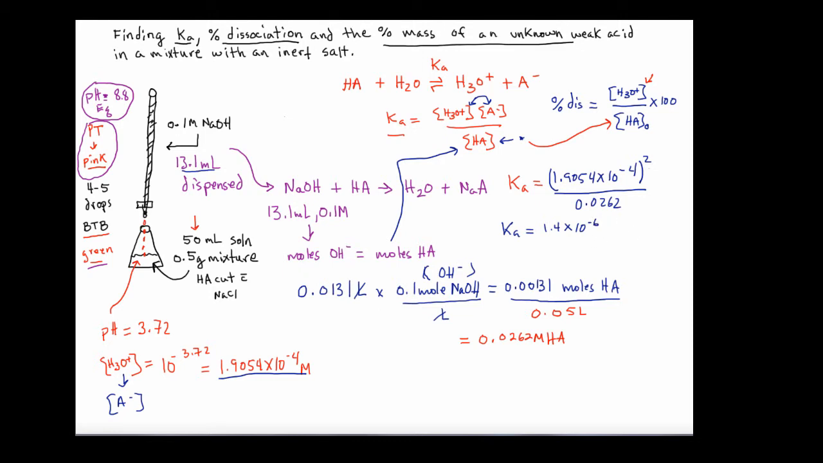All right, so my Ka for this is going to be 1.4 times 10 to the minus 6. All right, so we have that part of it done. And by the way, this value is actually not too far off from the actual Ka of this acid. But in terms of time, we need to keep moving here.